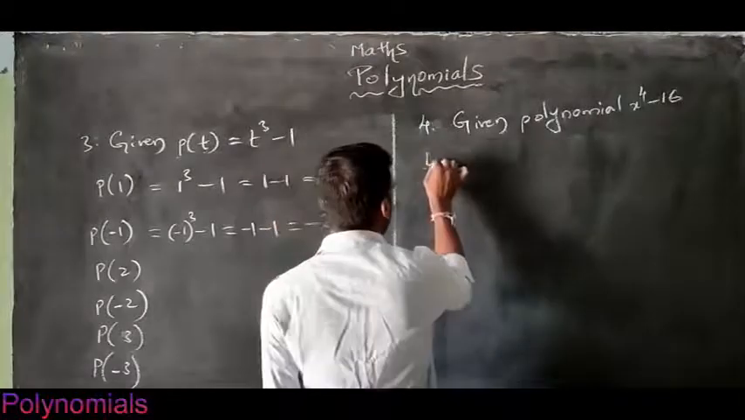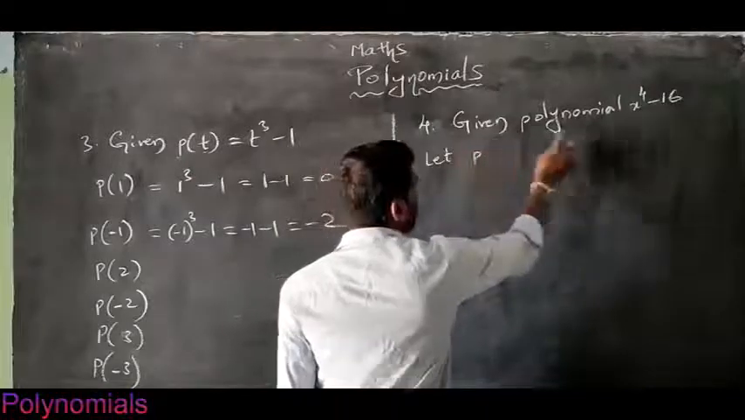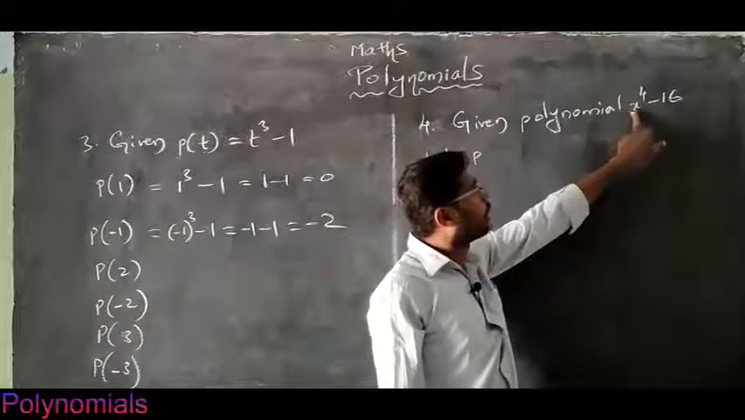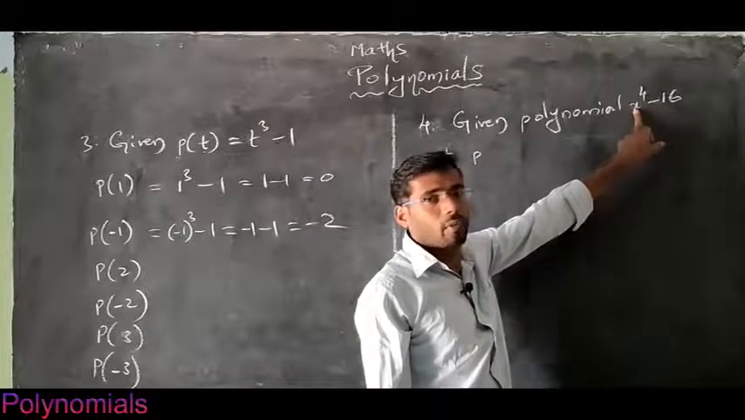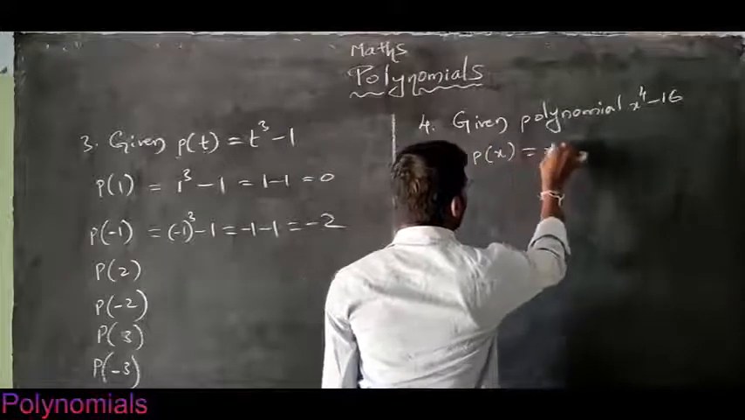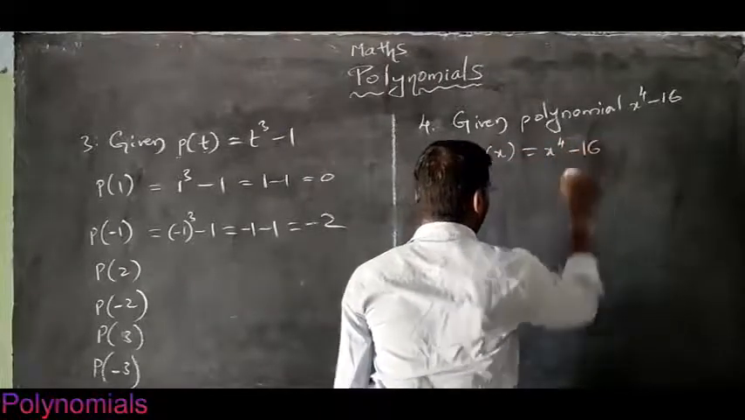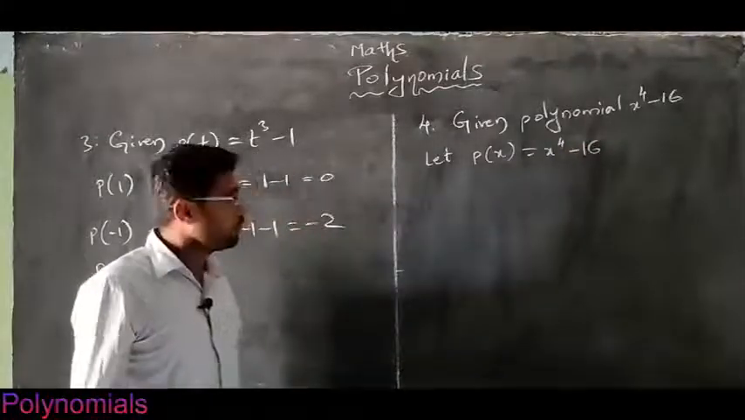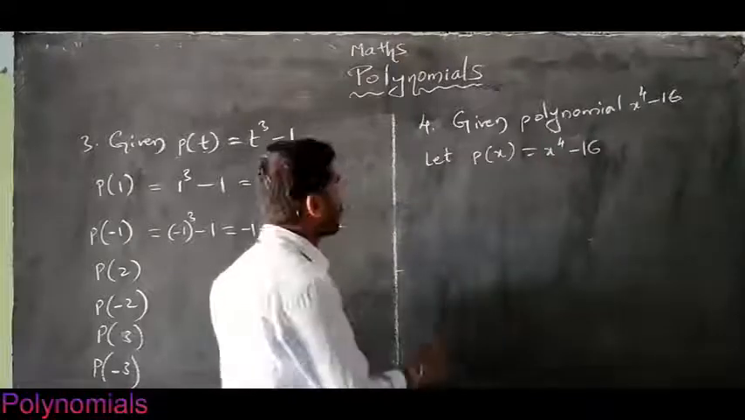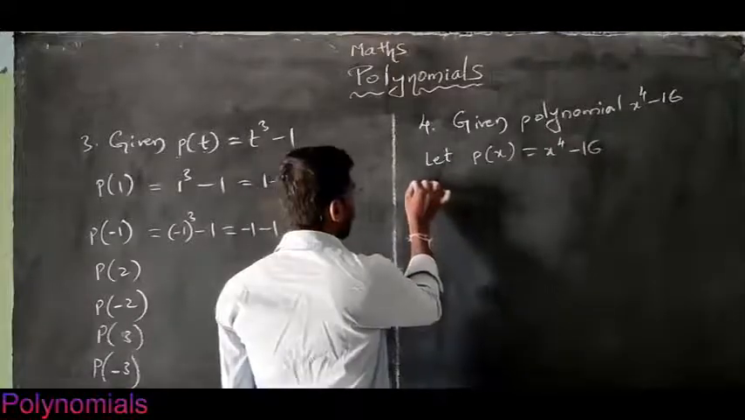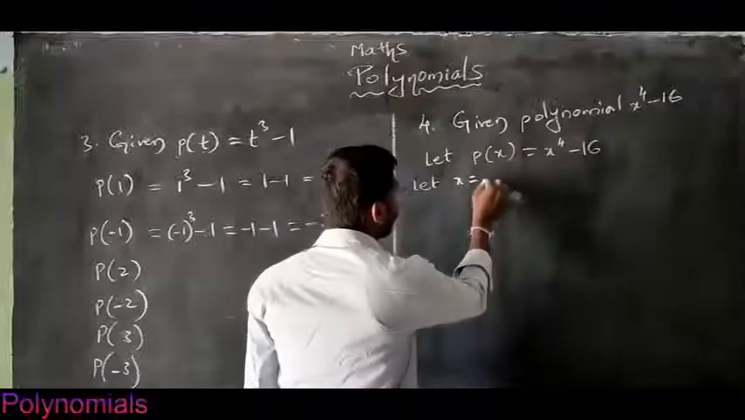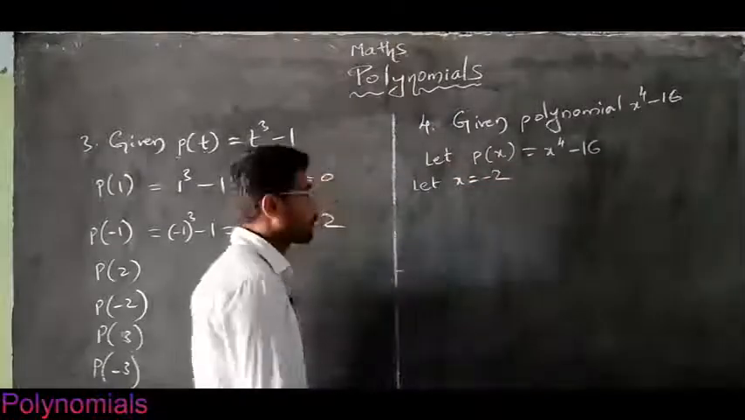First of all, you have to identify the variable. The variable is x. So I am assuming p of x equals x to the power of 4 minus 16. Now check whether minus 2 and 2. The first value in the question is minus 2, so you first take x equals minus 2 and substitute.